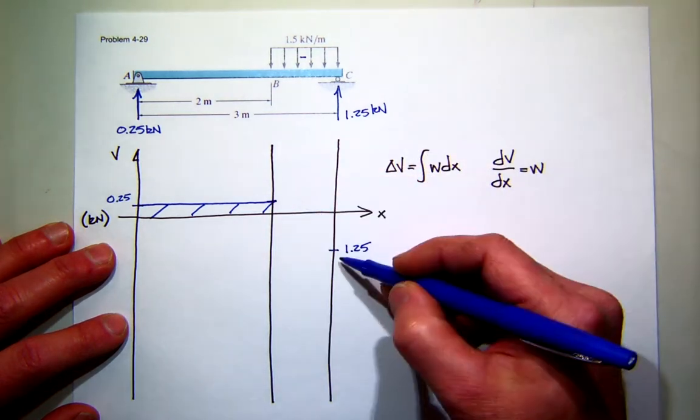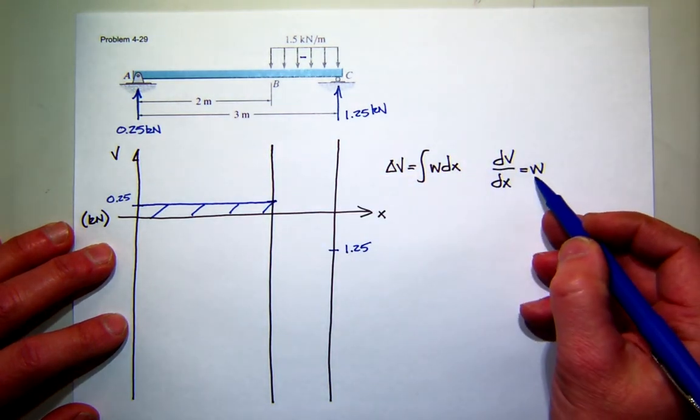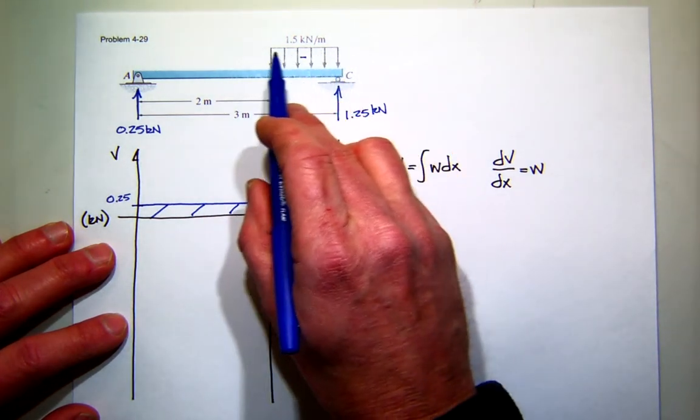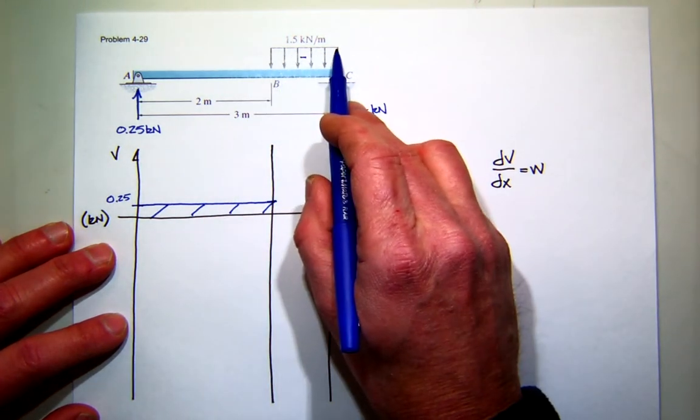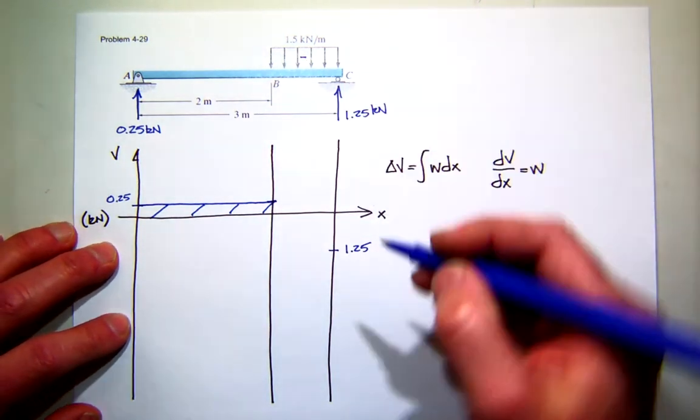What's the shape of the curve? Well, the slope of the shear diagram is the load. So we go up here and look at the load. What's the load between B and C? It's constant. So we have a constant slope, and it's a negative value. So we have a constant negative slope.